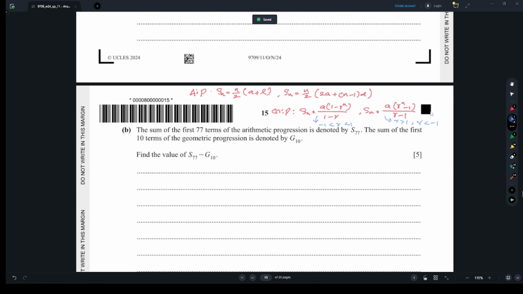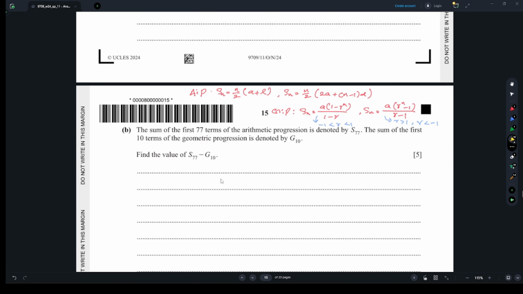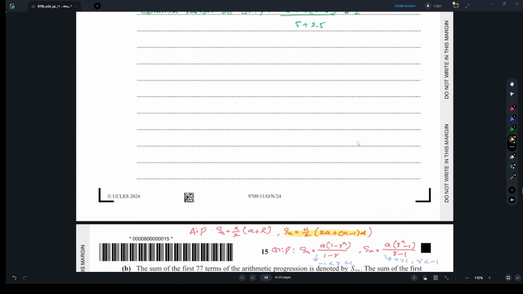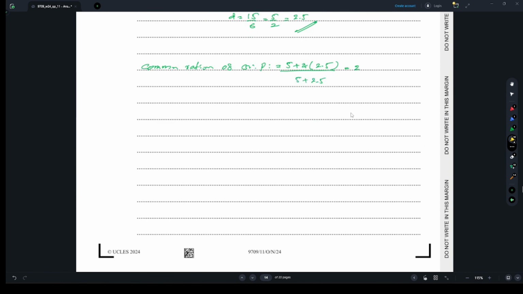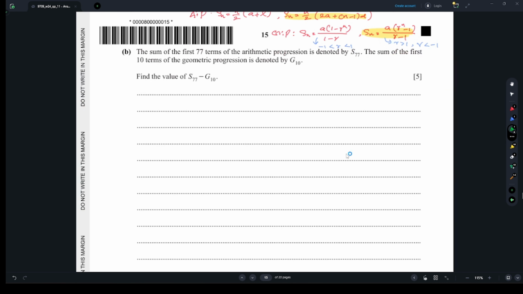So remember, in this case, we have to find the first 77 terms. We don't know the last term, so we have to use this equation for the arithmetic one. And for the geometric one, we found the common ratio is 2, which is greater than 1, so you have to use this equation. Okay, so we know the equations and we can find the sums.